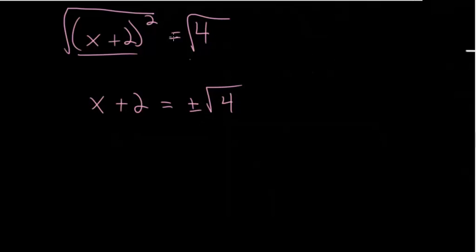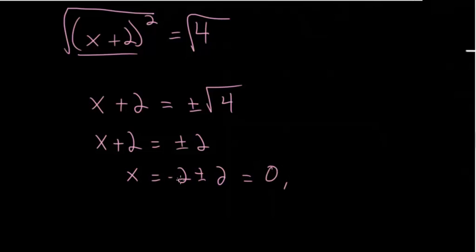And this plus or minus just accounts for the fact that there are two solutions. And we'll be able to prove that those two solutions make sense. So we have x plus 2 equals plus or minus 2. And when subtracting 2 on the other side, you can get your two solutions. So minus 2 plus 2 would be 0. And minus 2 minus 2 would be negative 4.